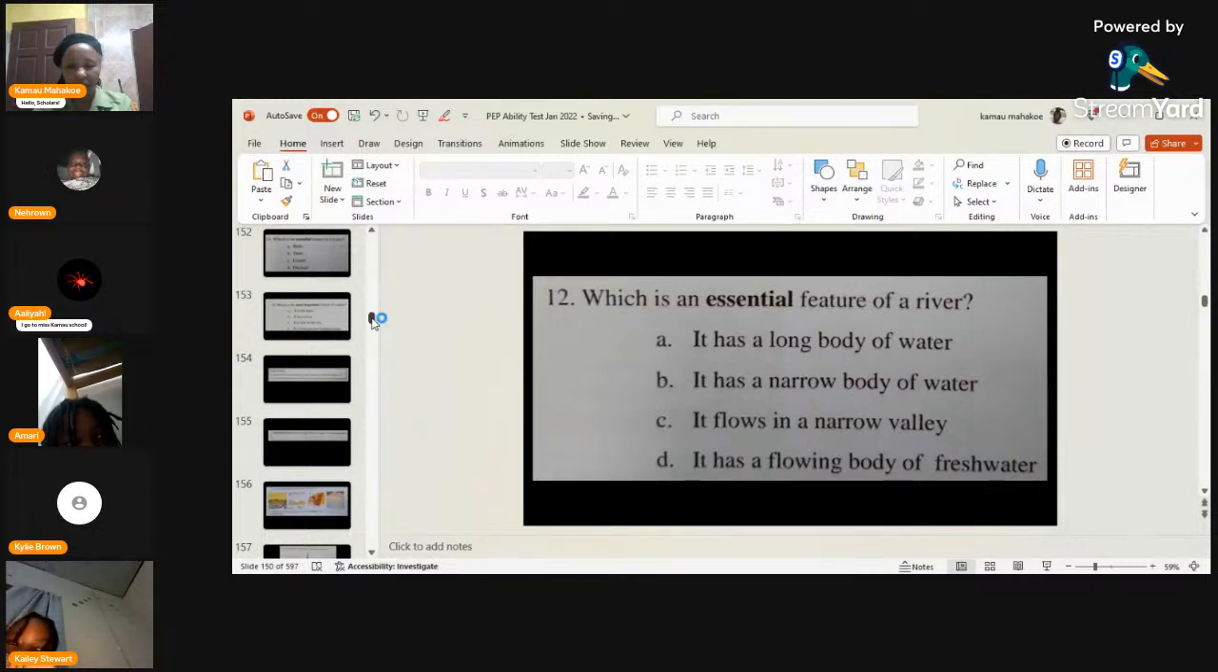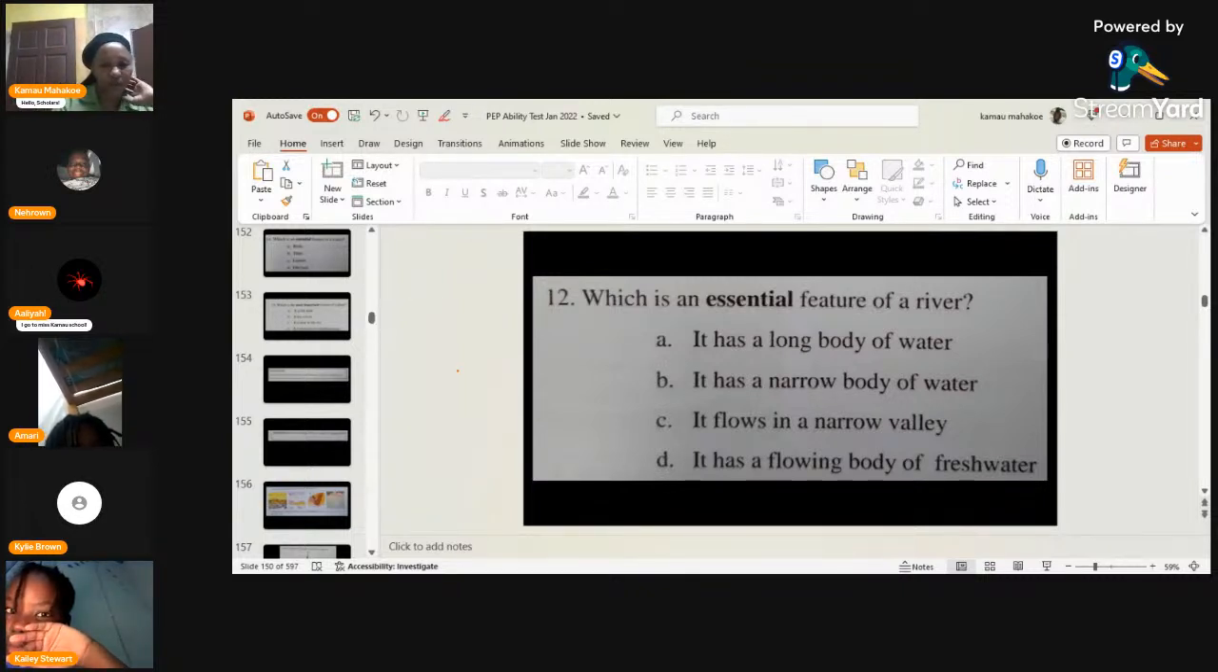Number 12, which is the essential feature of a river? A. It has a long body of water. B. It has a narrow body of water. C. It flows in a narrow valley. D. It has a flowing body of fresh water.